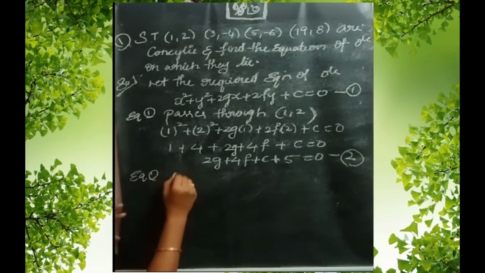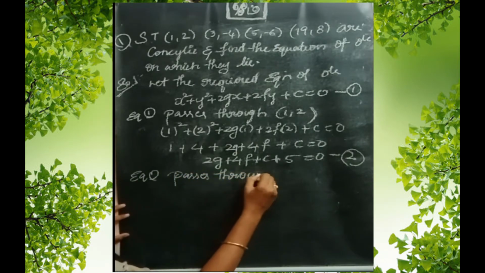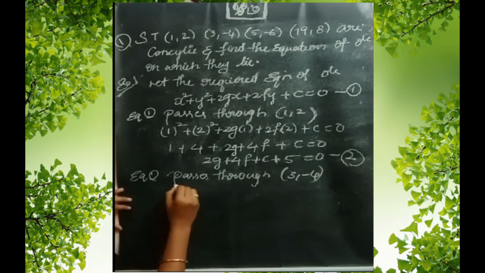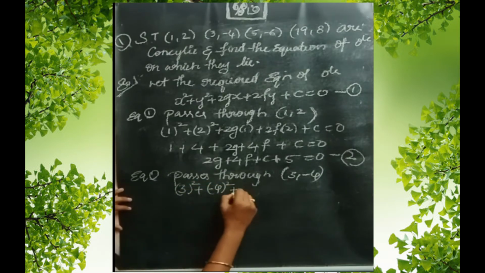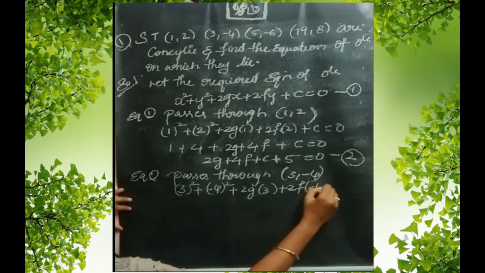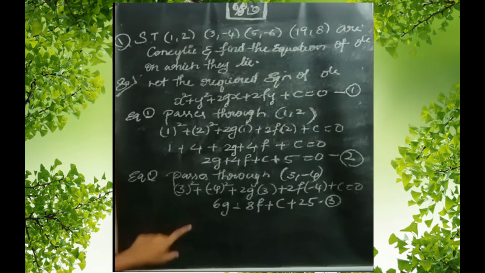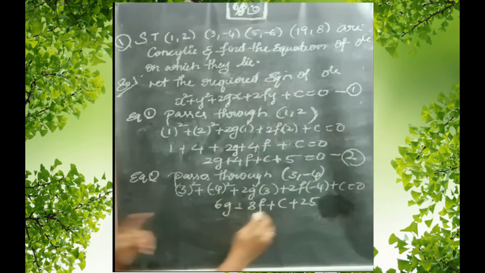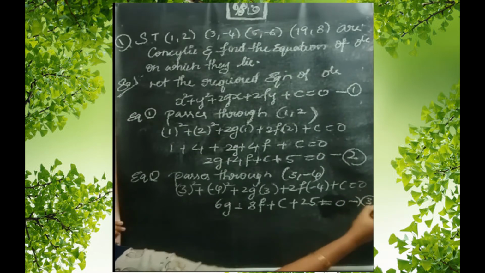Now equation 1 passes through (3, -4). Substitute: 3 square plus (-4) square plus 2g of 3 plus 2f of -4 plus c equals 0. Simplify it and you will get 6g minus 8f plus c plus 25 equals 0, which is our third equation.